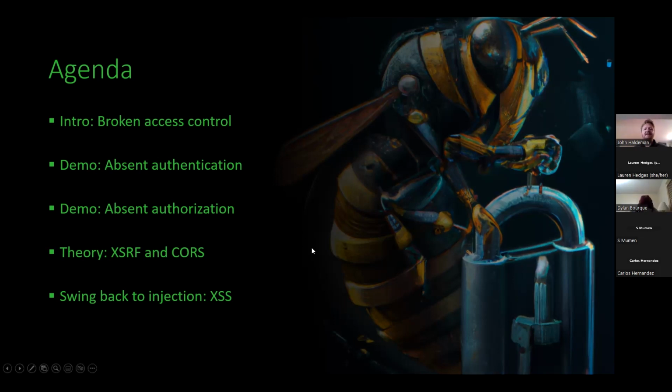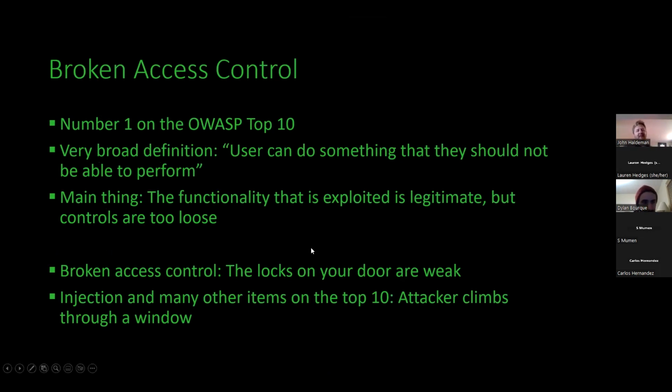So what is broken access control? It's number one on the OWASP Top 10. It's very broad: a user can do something they should not be able to perform. It's a little bit weird. An injection is a user breaking access controls by performing a certain kind of attack on the system that exposes the user to information they should not have, or lets the user do something to the database that they shouldn't be able to do out of band. So that's kind of a broken access control.